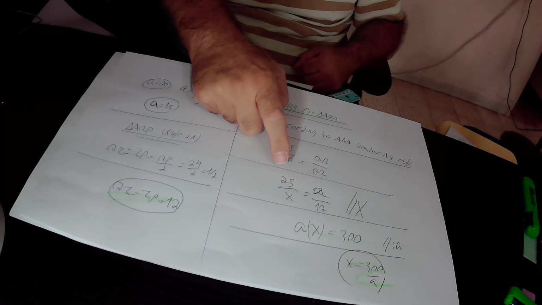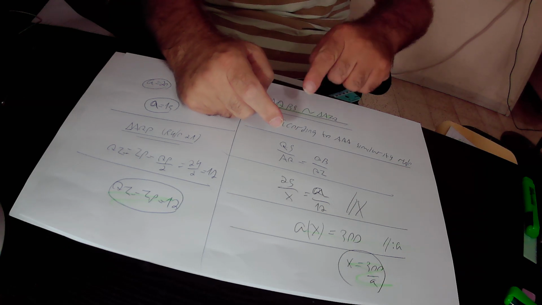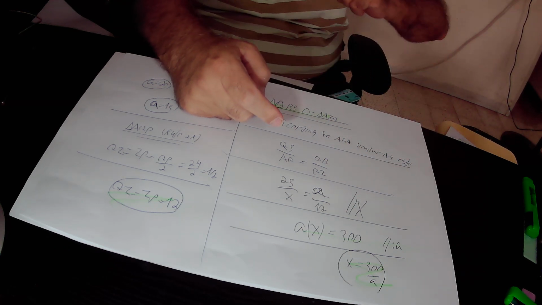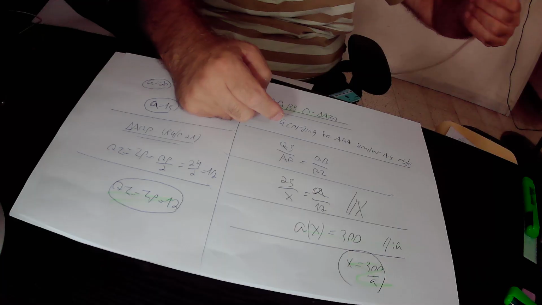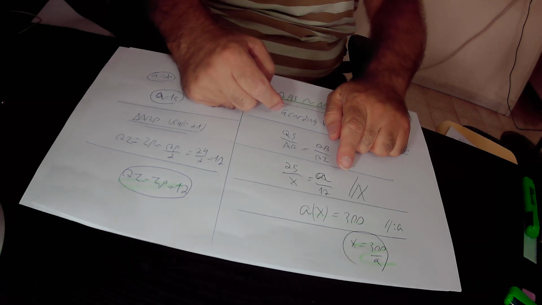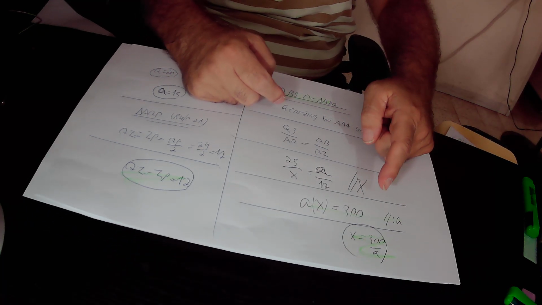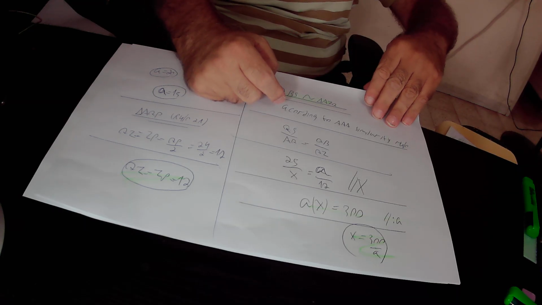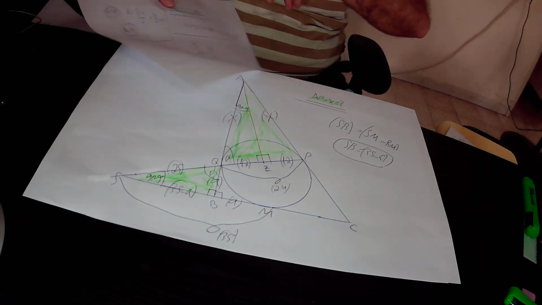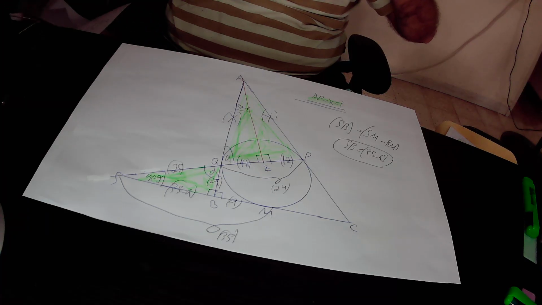Here, of course, we multiply this equation and find that A times X equals 25 times 12, that is 300. So in total, A times X equals 300. Here we divide this equation by A, and find that X equals 300 over A. Now we have to find out what is the real value of A.